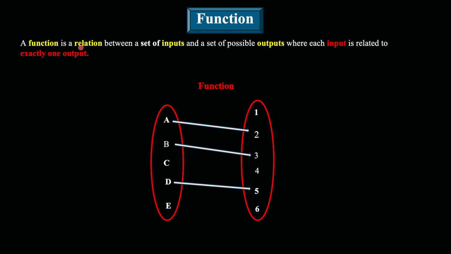A function is a relation between a set of inputs, this is the set of inputs, and a set of possible outputs. This is the outputs. Okay. Where each input is related to exactly one output. Okay, each input is related exactly one output.